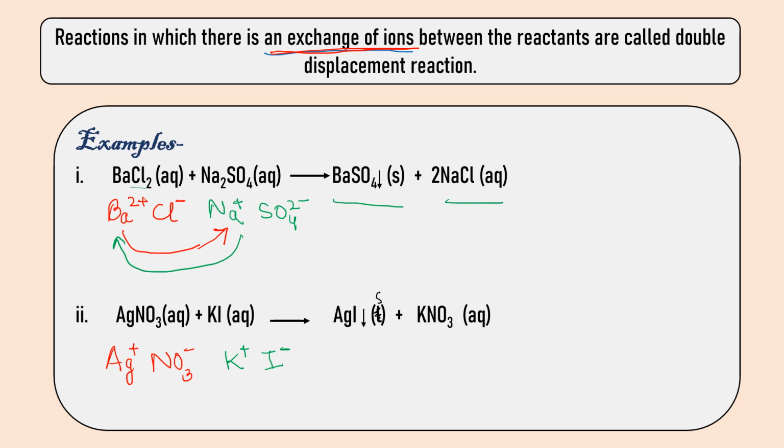Okay, children. So this is how exchange of ion takes place in double displacement reaction. I have explained it to you. I hope it is clear. Practice with more examples given in your book. And if there is any doubt, you may write it in the comments, children.